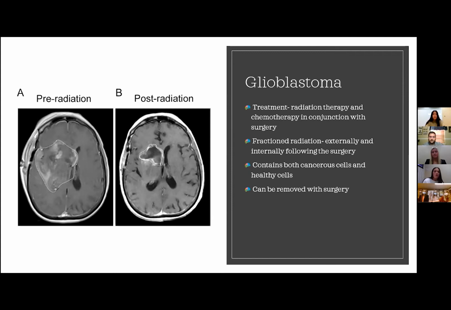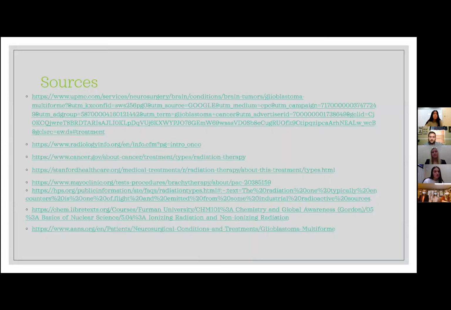Over 1 million people are diagnosed each year with cancer in the United States.